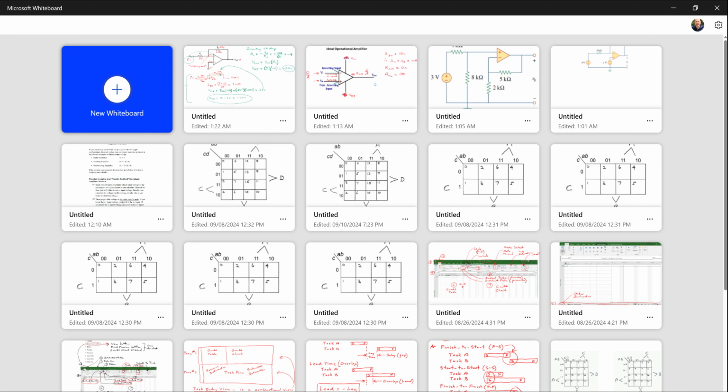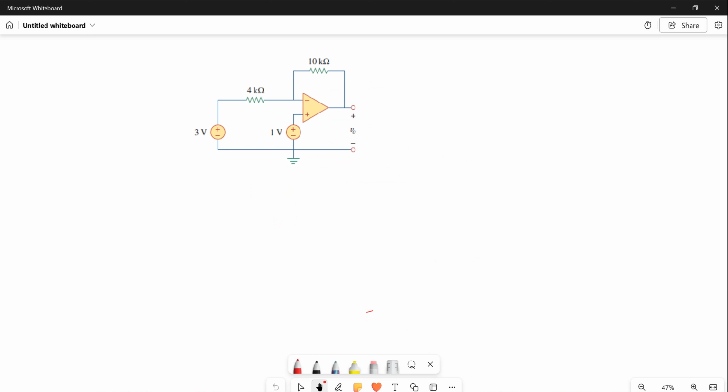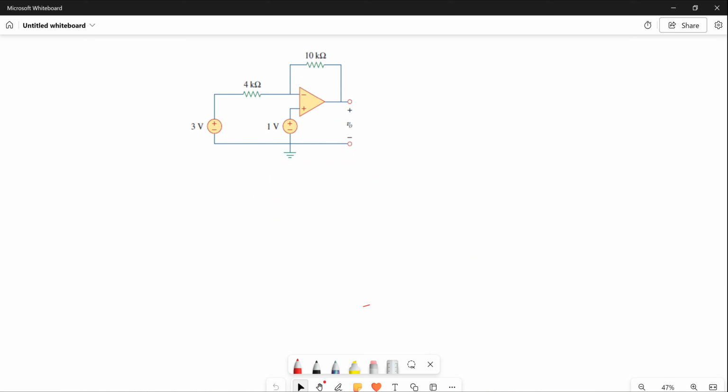Do it the same way. See how we can analyze this real quick. Again, I'm not going to classify this as an inverting amplifier or a non-inverting amplifier. Some of you will recognize that we could take the 3 volts and reduce the 1 volt to 0 by shorting it, and find V out prime, and then find V out double prime by using the 1 volt and shorting out the 3 volts. That's called superposition. And you could do that.